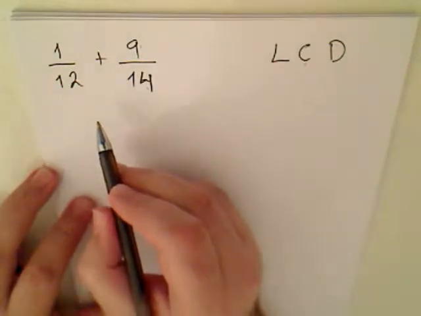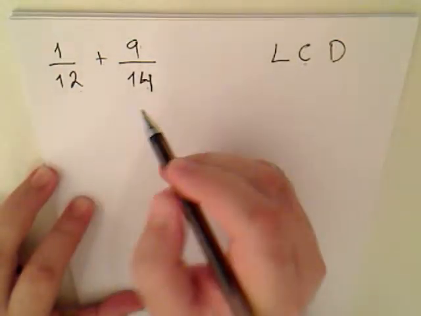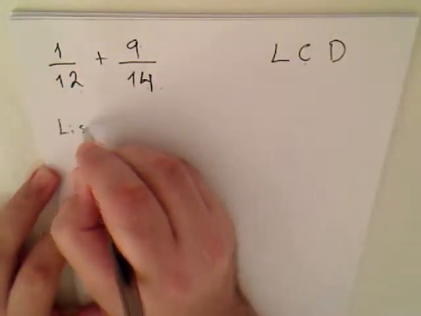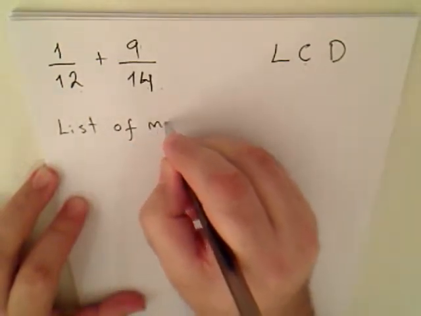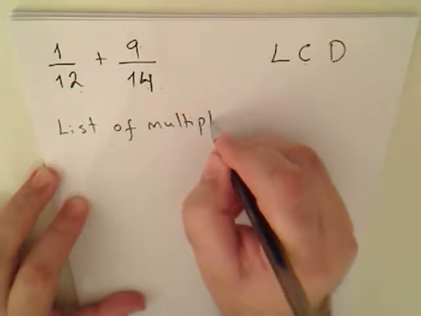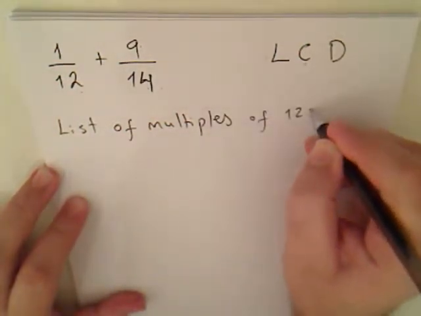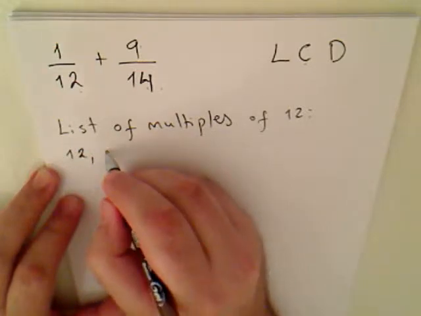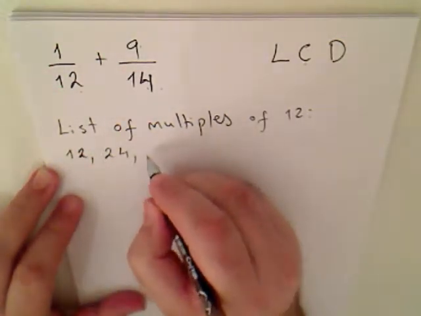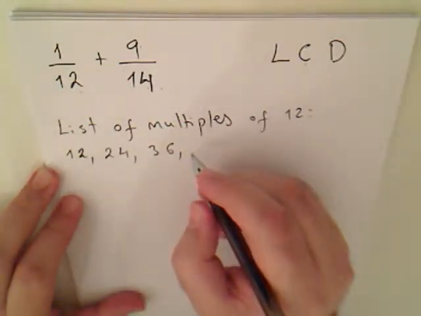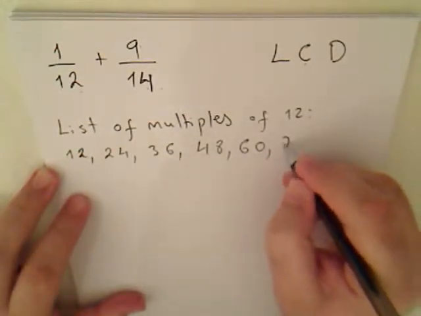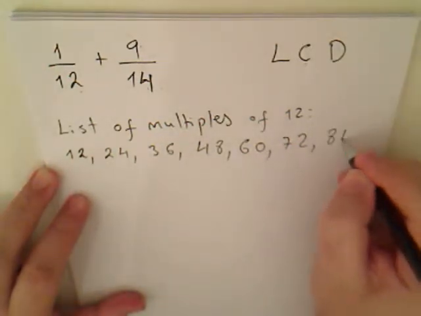There are a couple of ways of doing that, but we could list the multiples of 12 and the multiples of 14. So let's do a list of multiples of 12. Okay, so 12 times 1, 12, 12 times 2, 24, 12 times 3, 36, 12 times 4, 48, 12 times 5, 60, 72, and 84.